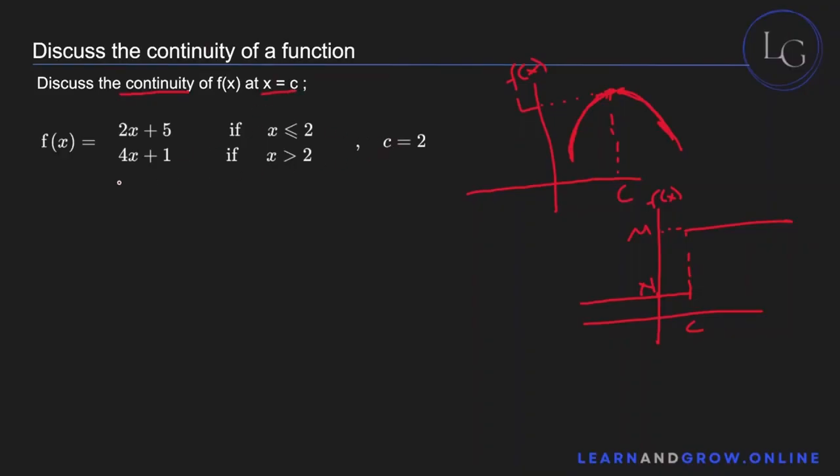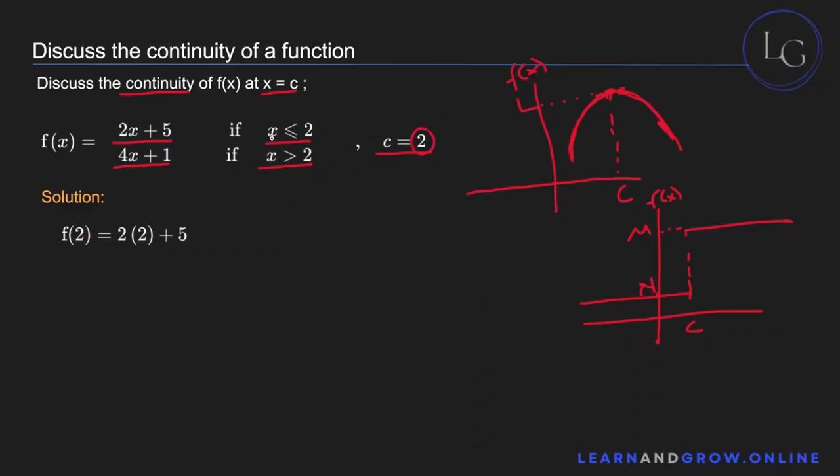So in this particular example, c is equal to 2, so we have to find the continuity at x is equal to 2. Now the function itself, when x is less than or equal to 2, is 2x plus 5, but at x values greater than 2, the function is equal to 4x plus 1. So let's see what the solution is. First you have to find f at 2. Because the question states that we have to find the continuity at 2, first you have to find the value of the function at 2.